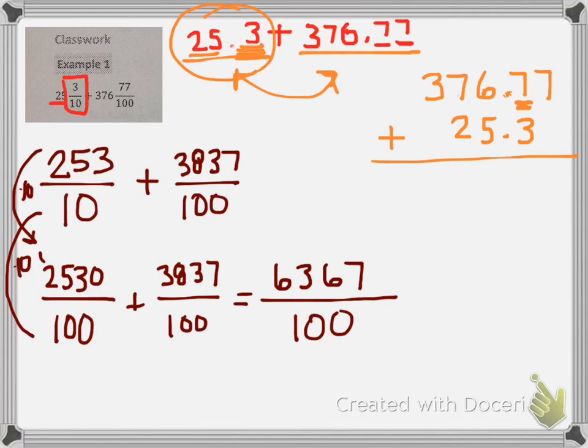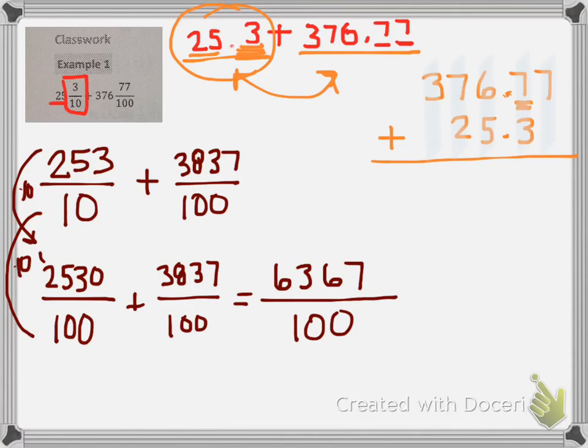Okay, so check this out. There's the hundredths place. Here is the tenths place. Here is the ones place. Here is the tens place. Here is the hundreds place. And the decimals line up, right? The decimals right here are lined up. So that means in our answer, the decimal is going to line up.